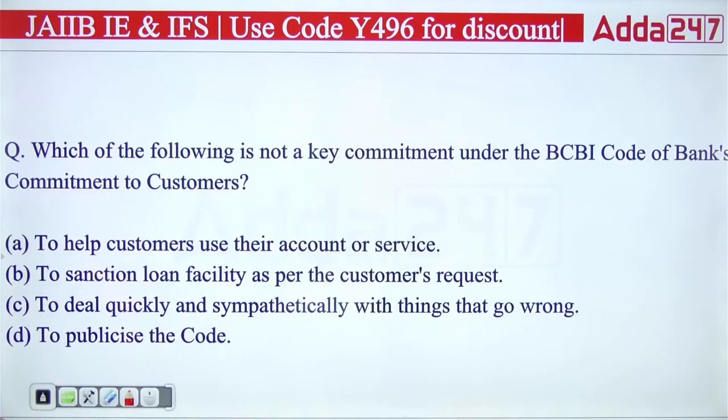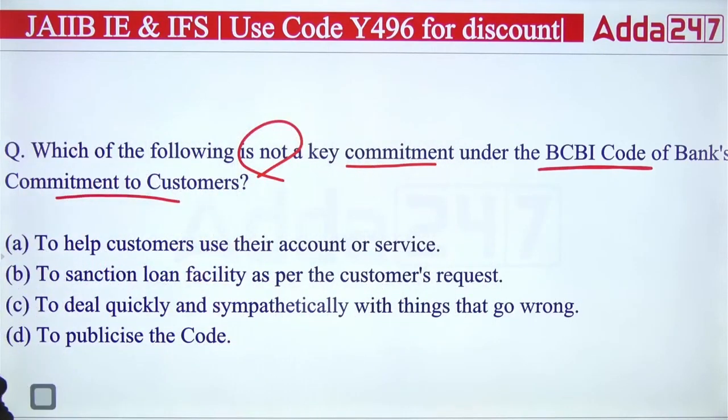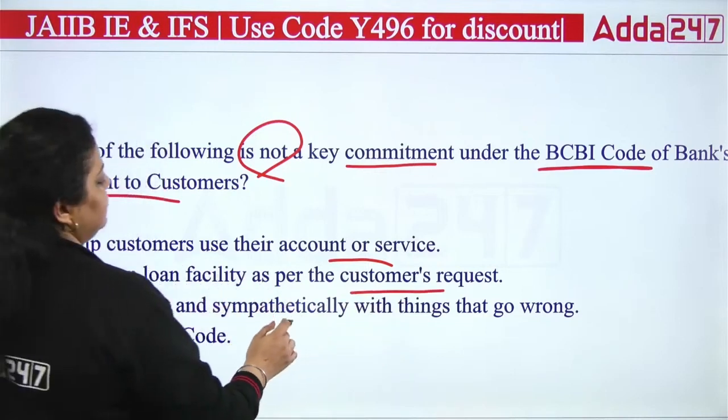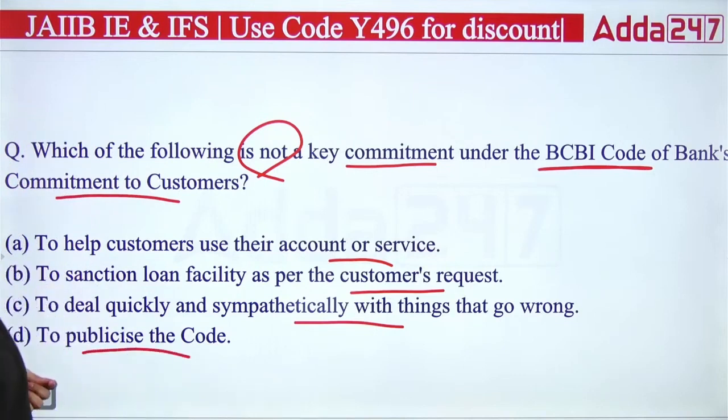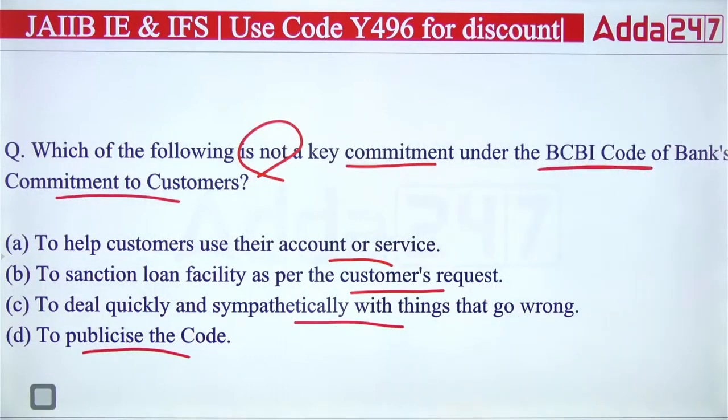Next question. Which of the following is not a key commitment under the BCSBI Code of Bank's Commitment to Customers? To help customers use their account or service, to sanction loan facility as per the customer's request, to deal quickly and sympathetically with things that go wrong, and to publish the code. A, B, C or D? So what do you think? Which of the following is actually not a key commitment here?